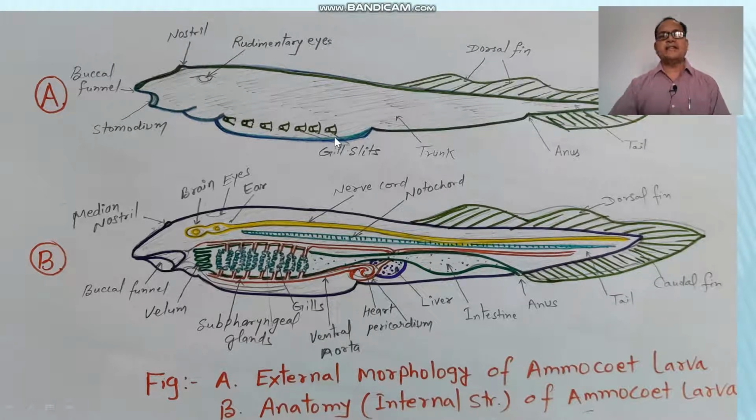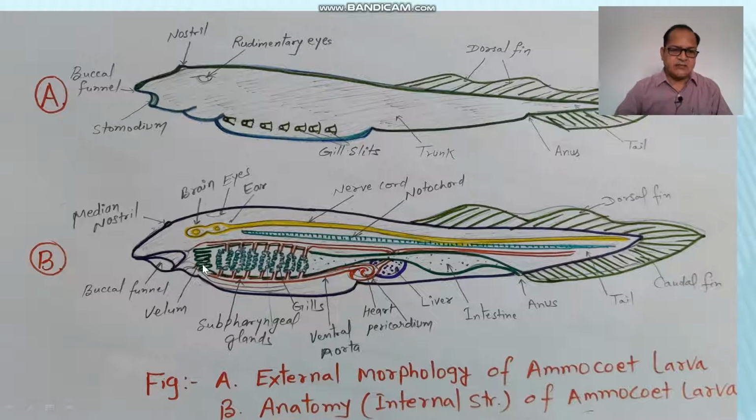These are the 7 pairs of gill pouches or gill slits present in the pharynx, and this is a continuous fin fold from the dorsal end to the caudal region. Where the fin ends, there is a notch or groove, where the anus is present. This is the tail, this is the trunk, and this is the head; these are all the morphological structures.